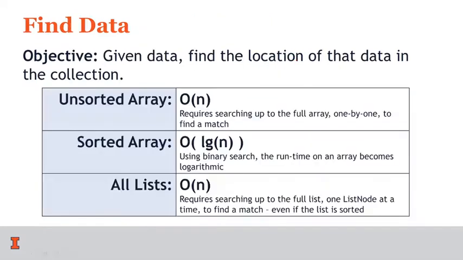So given data, find the location of data, our entire analysis is going to be: an unsorted array takes us O of n time, a sorted array takes us log n time, and a list takes us O of n time. You should not only know these runtimes, but you should also know the intuition behind these runtimes, so that when you see a similar data structure, you'll be able to derive these runtimes and go through the analysis of understanding why they work the way they work.